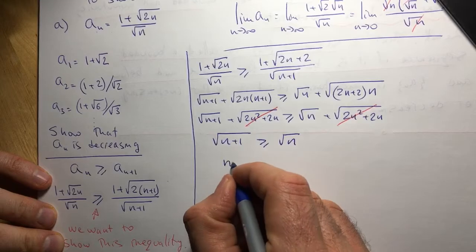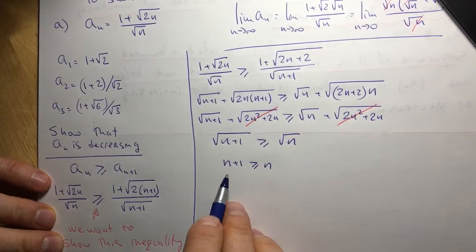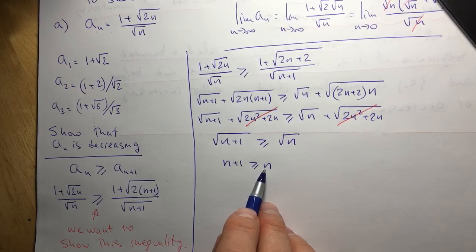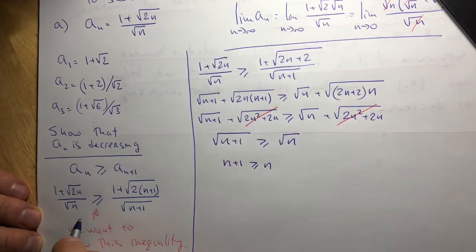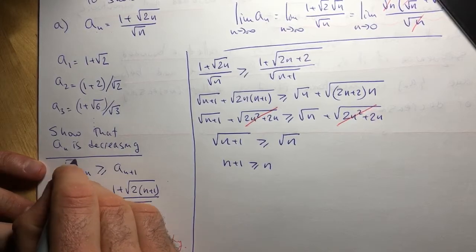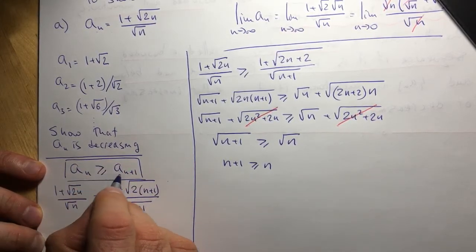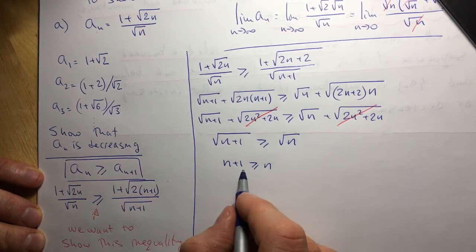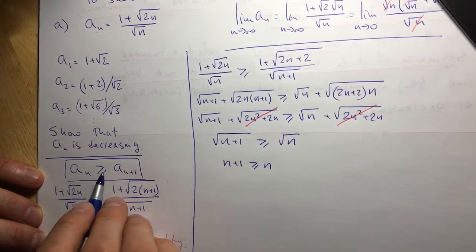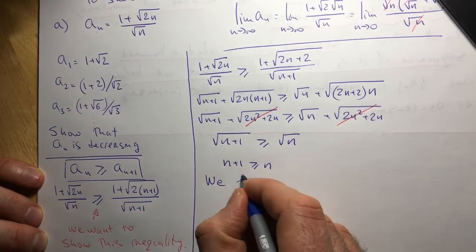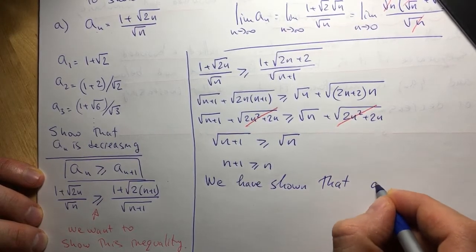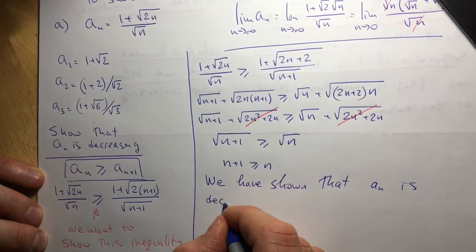If you square both sides, you get n plus 1 greater or equal to n. So for any positive integer n, n plus 1 is going to be greater than n. So if you go back, you can see that we have shown this inequality. We have shown that a_n is greater or equal than the next term for every n. This holds for every n, which means that we have shown that this sequence a_n is decreasing.